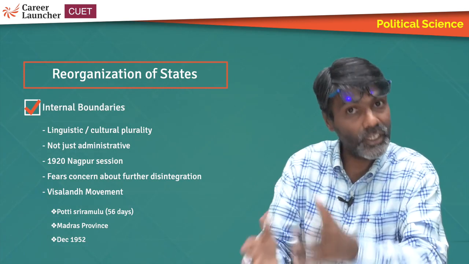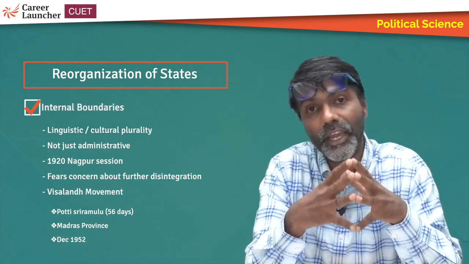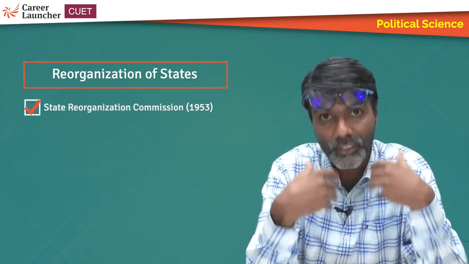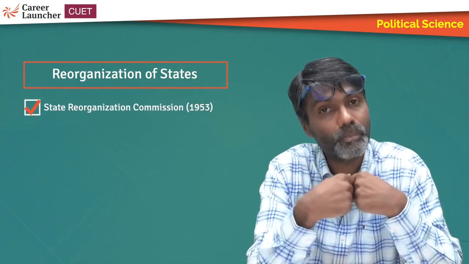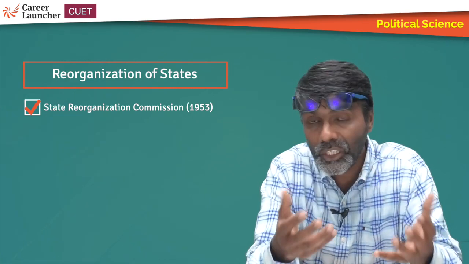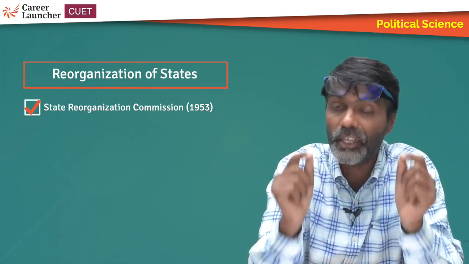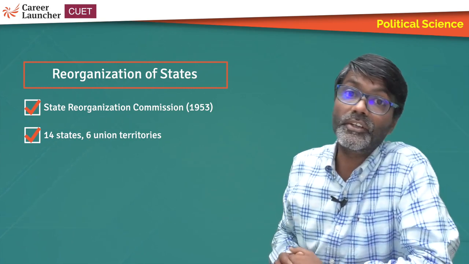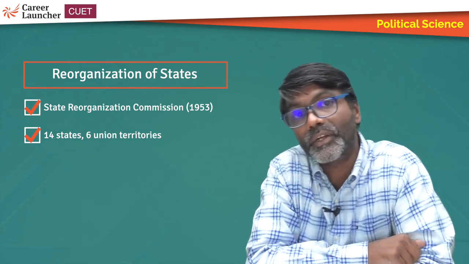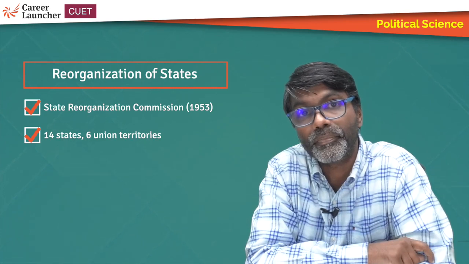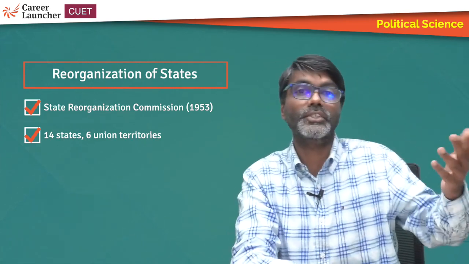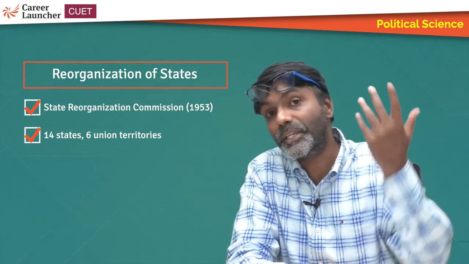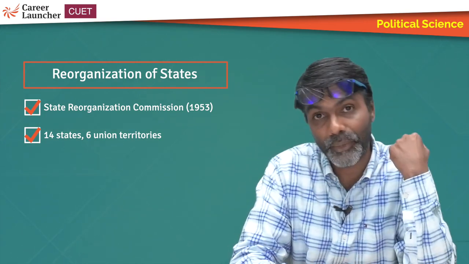So in 1953, at the parliament, they had to set up the State Reorganization Committee, and then that came back with proposals, came back with recommendations, which led to the creation of 14 states and 6 union territories. Take a look at the graph, take a look at the map. So Marathi speaking Maharashtra, Kannada speaking Karnataka, Gujarati speaking Gujarat, all of those happened.